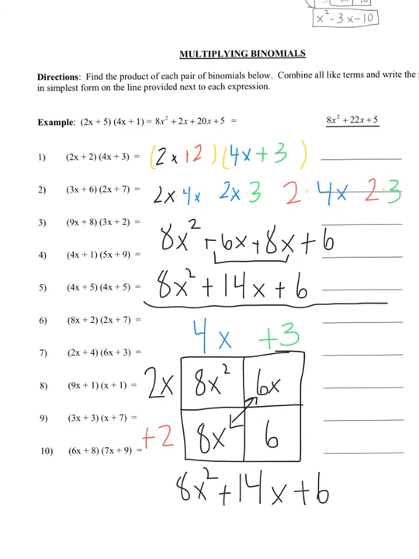So no matter what method you get the same trinomial, which is 8x squared plus 14x plus 6. Remember, you need to know how to identify the leading coefficient and the constant. So the leading coefficient is 8 and the constant is positive 6.